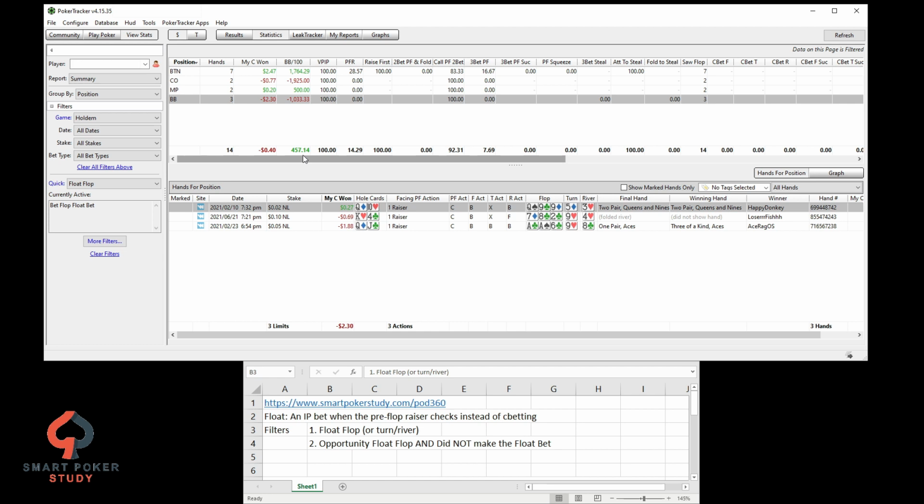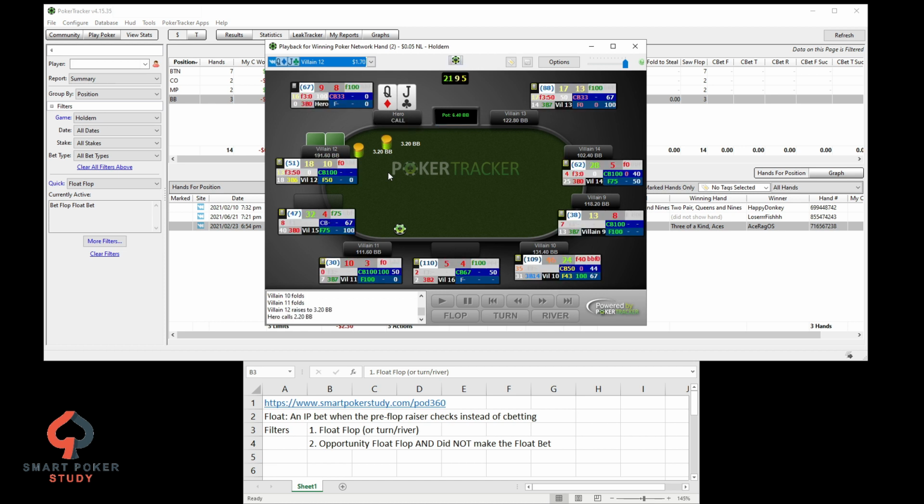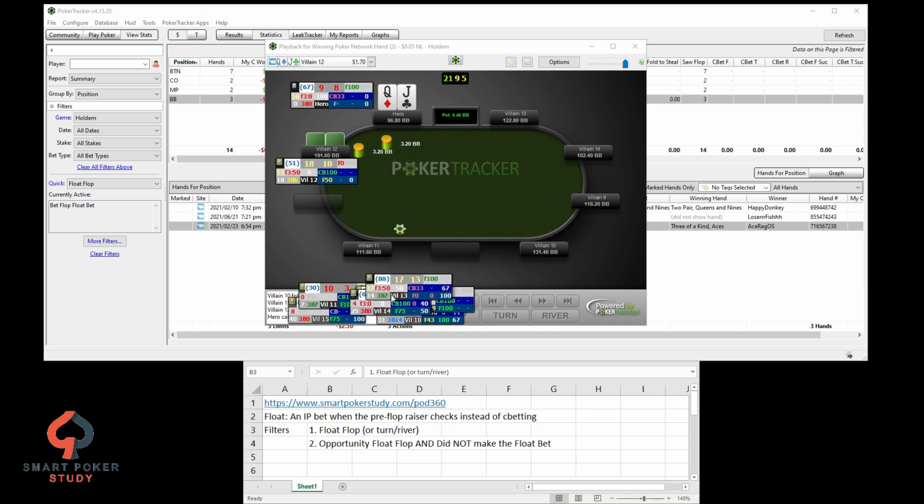But I do have one hand I want to look at, this Queen Jack offsuit, where we lost a decent amount of big blinds here, more than decent, I guess, at 5 NL. So we have an open raise from this player, and then we called. Now, when you call a bet in position against the open raiser, which he's in the small blind, of course, that sets up the opportunity to potentially make the float bet if they check on the flop, right?